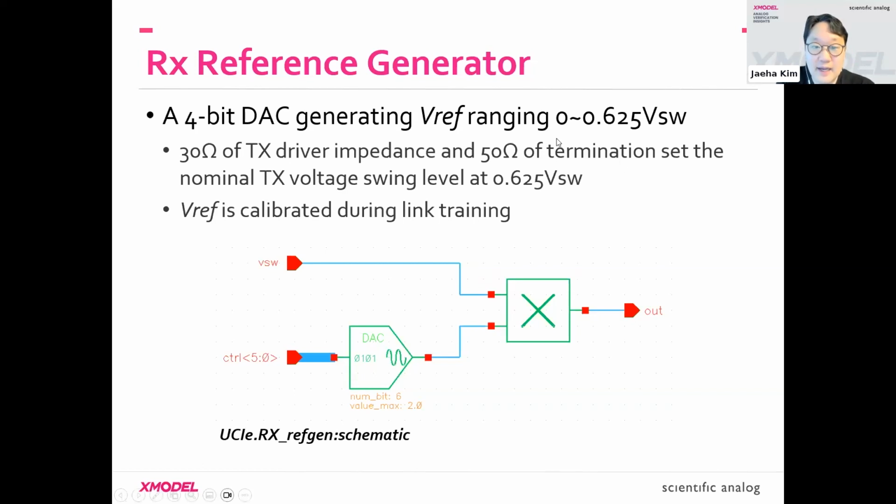So we made it so that the adjustable range is between 0 and 0.625 times the VSW, because 0.625 VSW is the maximum swing considering the input, the driver impedance, and the termination condition. And typically the reference will sit in the middle. So we have a nice range covering both the positive and negative side.